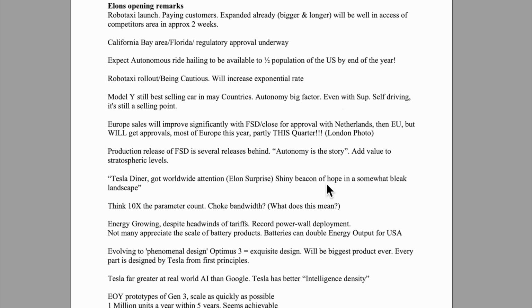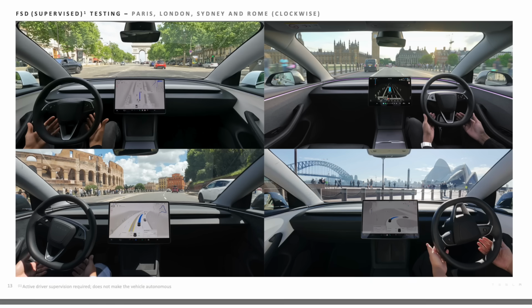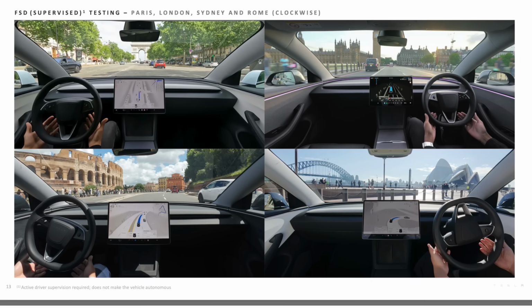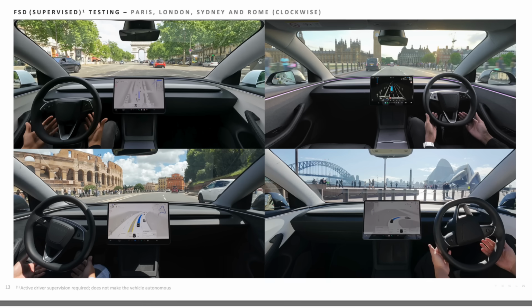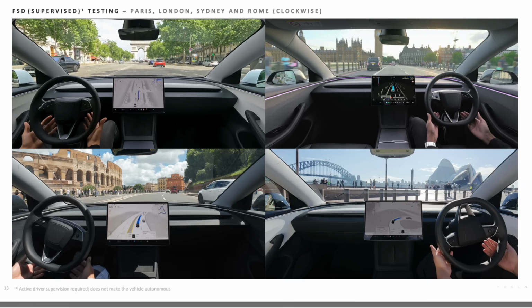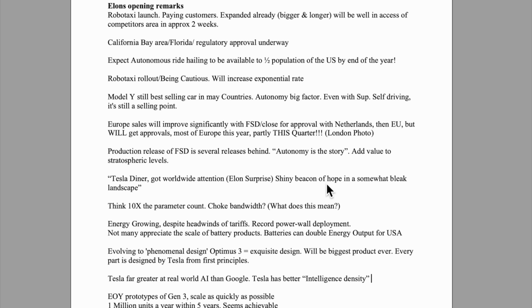Elon thinks that Europe sales will improve significantly with full self-driving, which is also close to approval with the Netherlands, then the EU, but will get approvals in most of Europe this year, partly this quarter, which is another massive surprise. But here we have a photo of it being tested around London. Now, we all knew that this was happening at some point. It really is just how quickly it can roll out and how quickly the regulators are going to finally allow this life-saving technology.